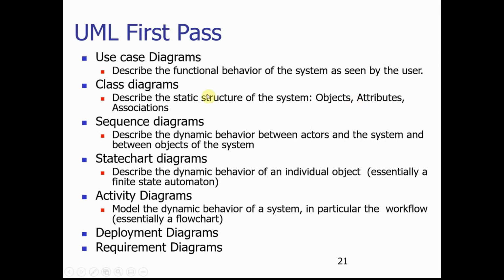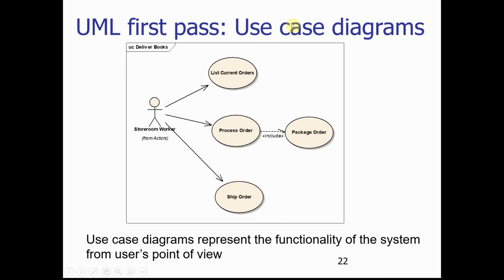So this gives you the UML diagrams we will discuss in our lectures. We will discuss use case diagram, class diagram, sequence diagram, Statechart, activity, deployment diagram, and the requirement diagram. So in here, the use case diagram describes the functional behavior of the system as seen from user point of view. So here is an example of the use case diagram.